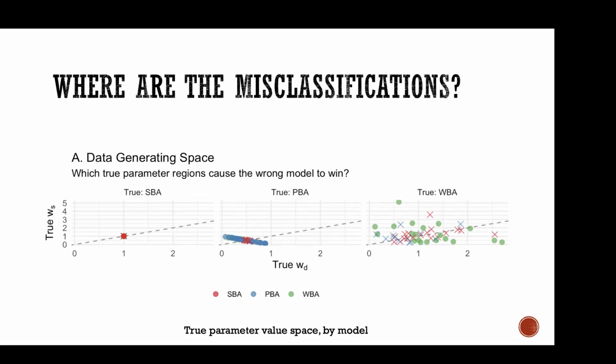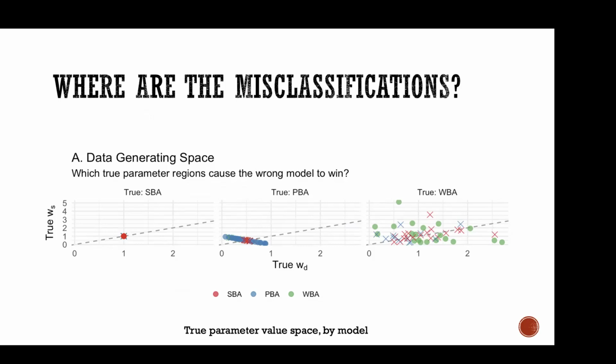What are the X's? The wrong models. So you can see this is the clearest one. The circles are the true models, and they're all green because here the data is generated by WBA. And then the crosses are red and blue, which are the SBA and the PBA. I changed both the shape and the color because then it's easier to see.